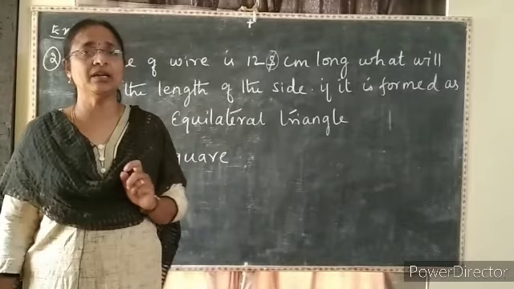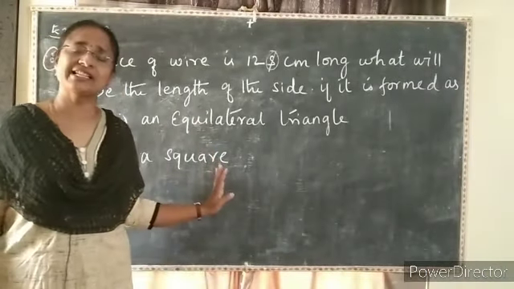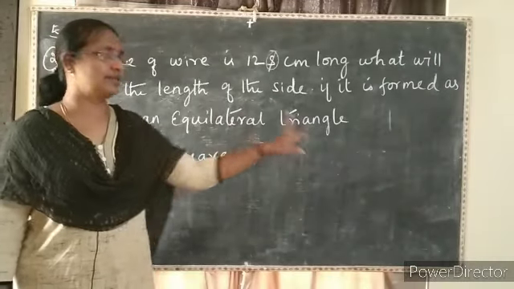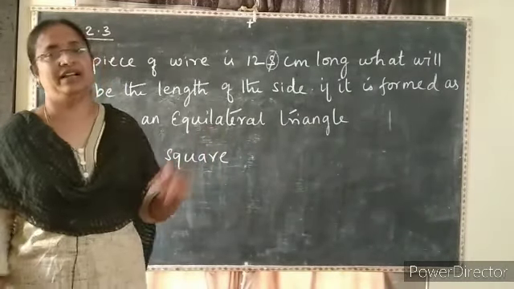Do you know what is meant by an equilateral triangle? Do you know what is meant by a square? Of course, you know. Let's recollect what is an equilateral triangle and what is a square.